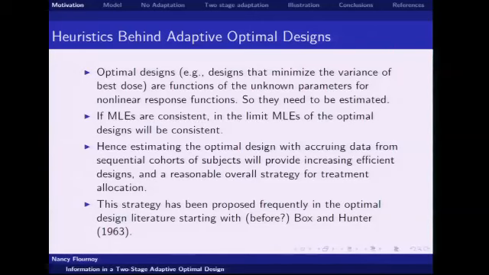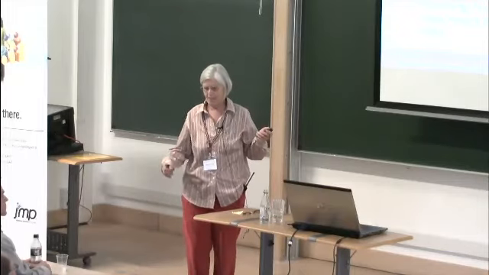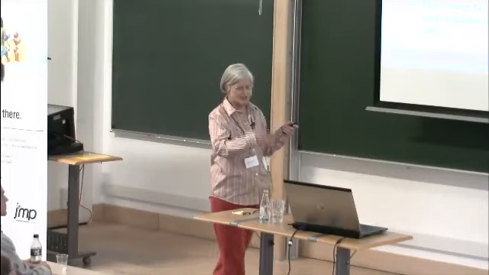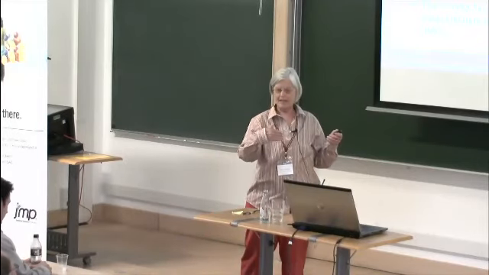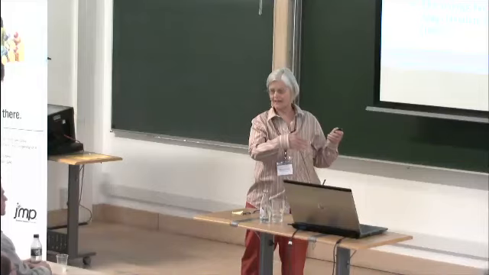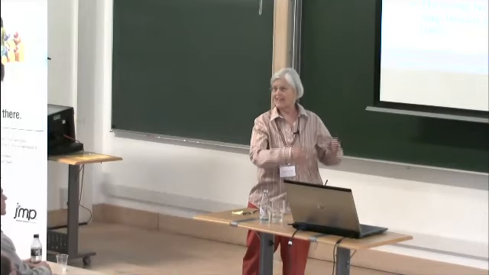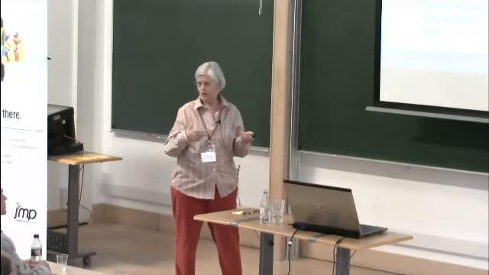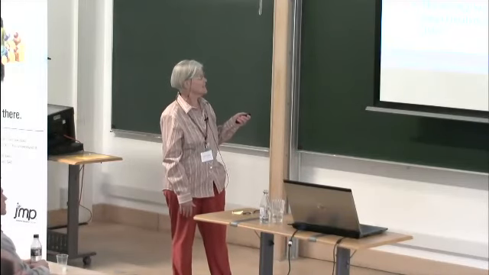So the designs are functions of the unknown parameters, and they have to be estimated. And the heuristics go that if your maximum likelihood estimates are consistent, then for large samples, the optimal designs will also be consistent, because they're just functions of the maximum likelihood estimates. And so as you continue making stages, you will have increasingly better estimates of the parameters that give you better estimates of the design, and your design then for each stage will be more and more efficient, and this is a good, sort of heuristic justification for proceeding in this fashion.